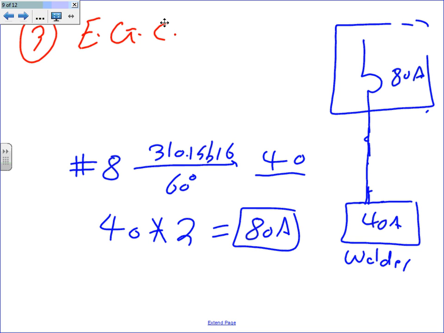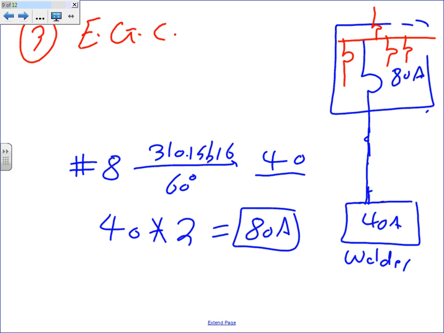Is there any circumstance where you would put one on either end? I can't think of one. Is that panel just feeding the welder? No, there will be other things here. I'm just showing one welder. This is a complete panel, but you may not have other devices on that particular circuit.